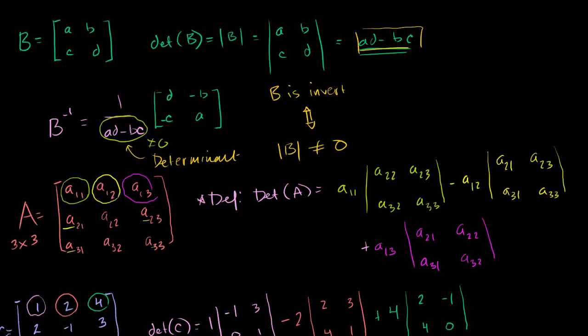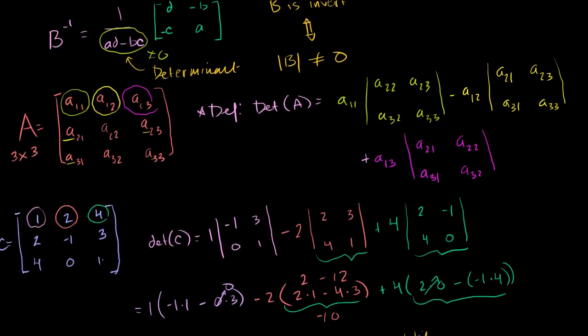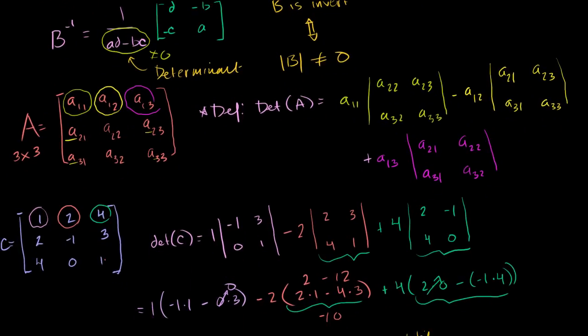So far, we've been able to define the determinant for a 2 by 2 matrix. This was our definition right here, AD minus BC. And then we were able to broaden that a bit by creating a definition for the determinant of a 3 by 3 matrix. And we did that right here.